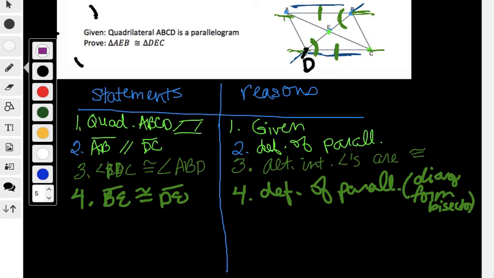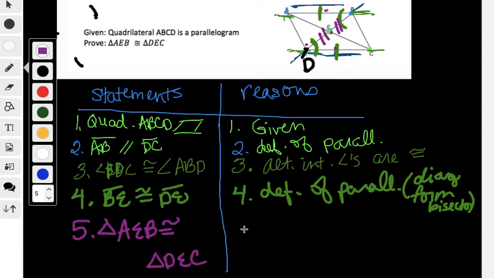So now we've said these are side angle side, side angle side. So for number 5, in this case, we can say that triangle AEB is congruent to triangle DEC, and our reasoning for that is going to be what we did so far, which is side, angle, side. So it's going to be SAS.